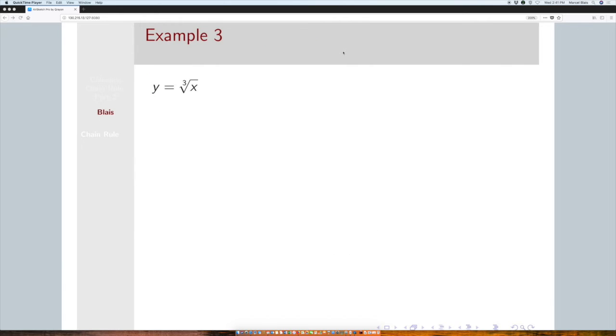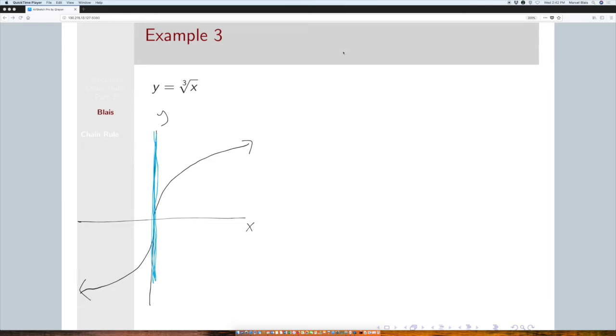So the first example would be the cube root of x. And this is something we're used to because we know what this graph looks like already. We know this graph is actually just the graph, think of it as just the graph of y equals x cubed flipped on its side. And we can see that at x equals 0, we have this vertical tangent line.